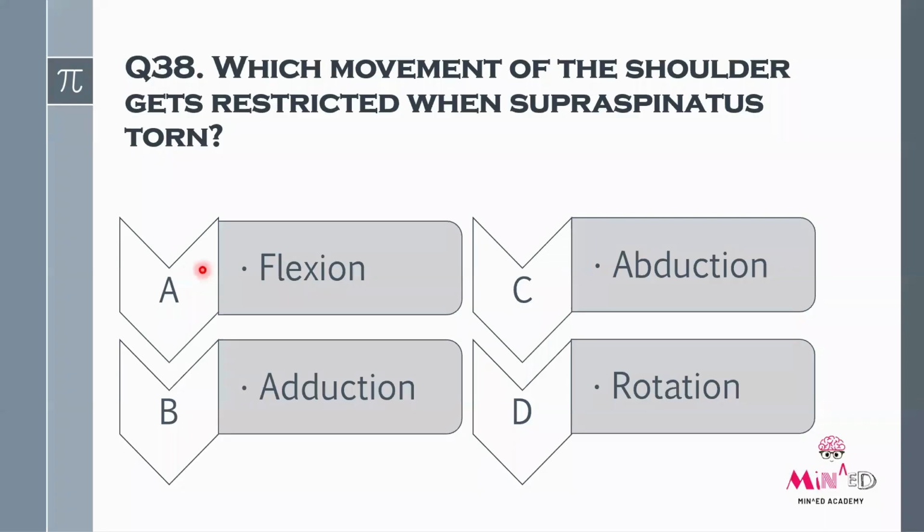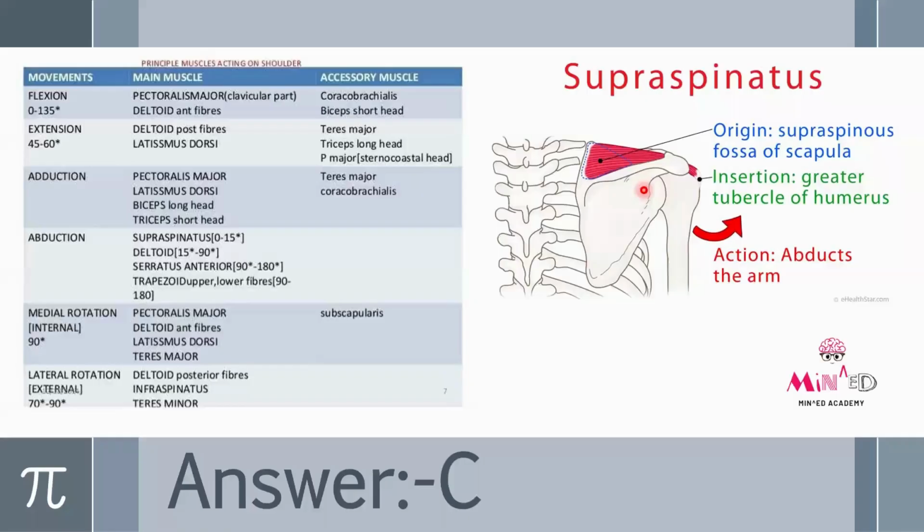So answer for question number 38, which movement of the shoulder gets restricted when supraspinatus is torn, will be option C, abduction. Sometimes we get confused between abduction and adduction. So better I call it abduction and then adduction. It's easy to remember and less confusing.